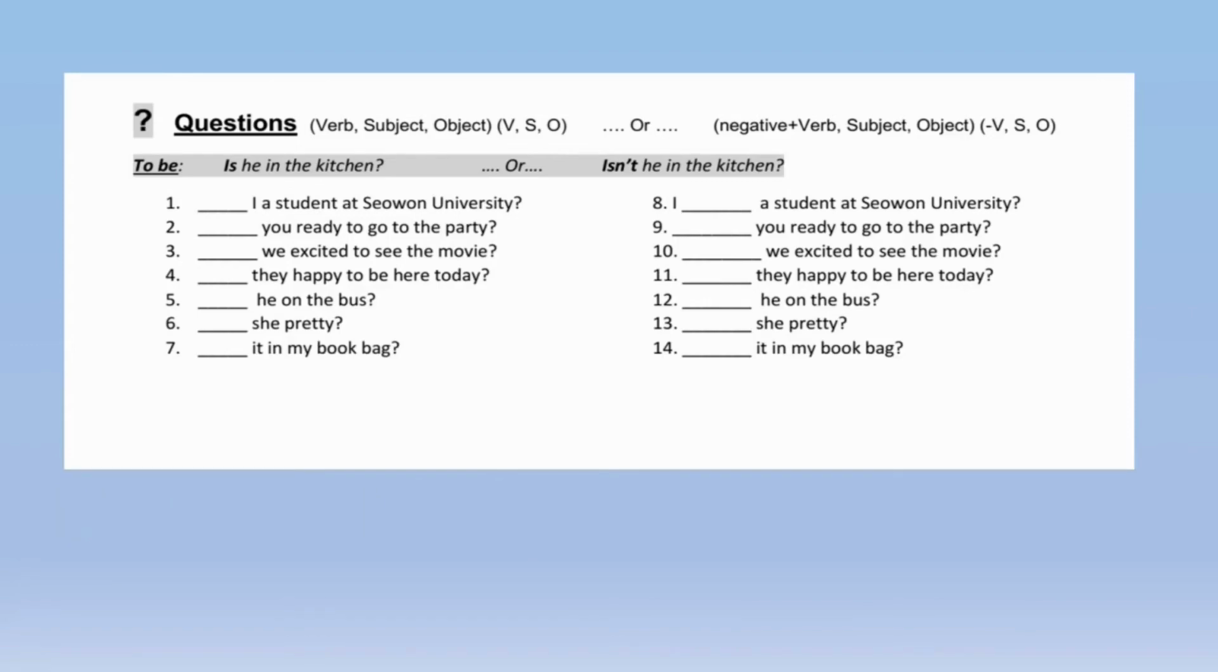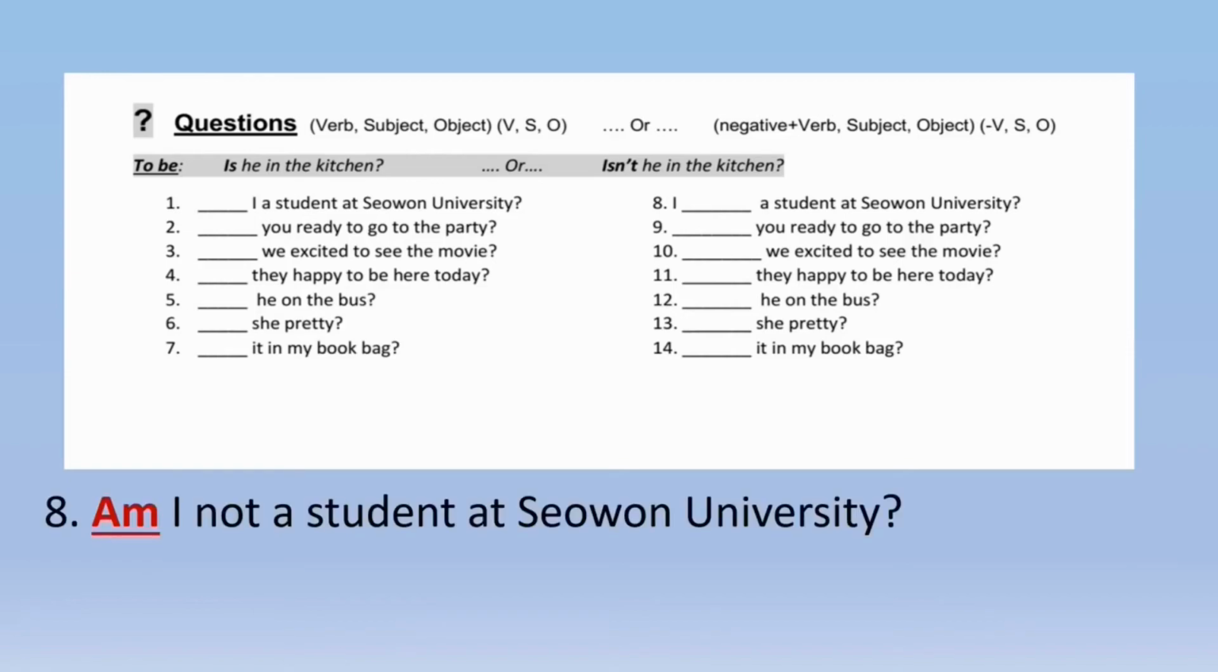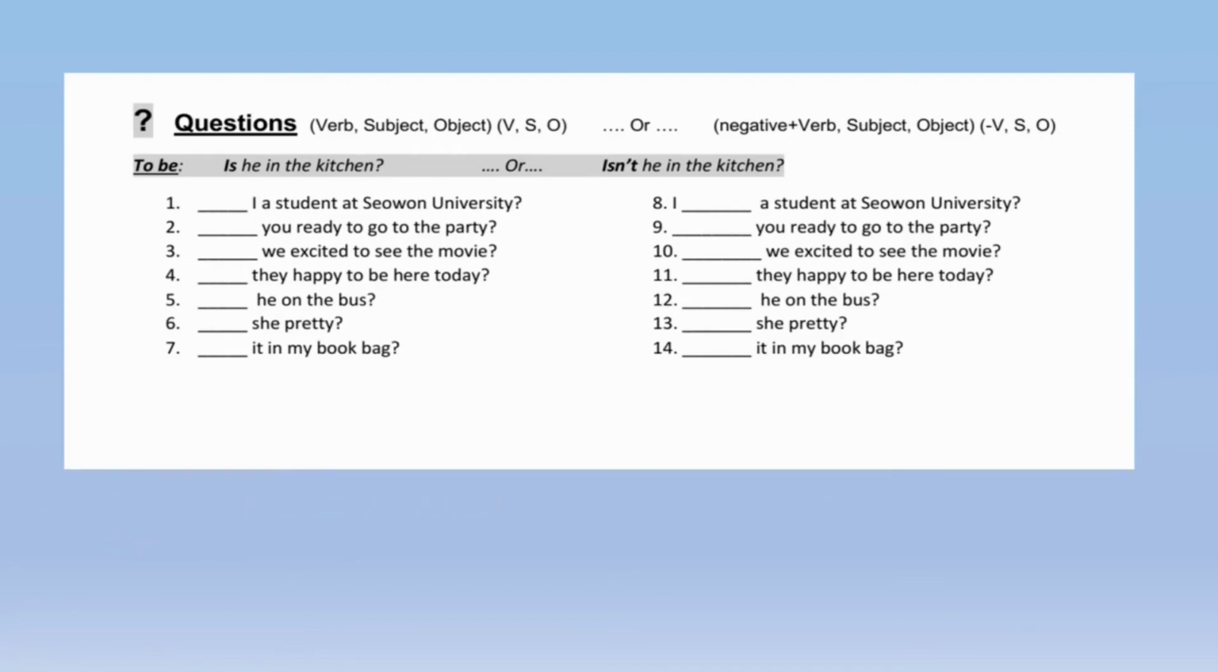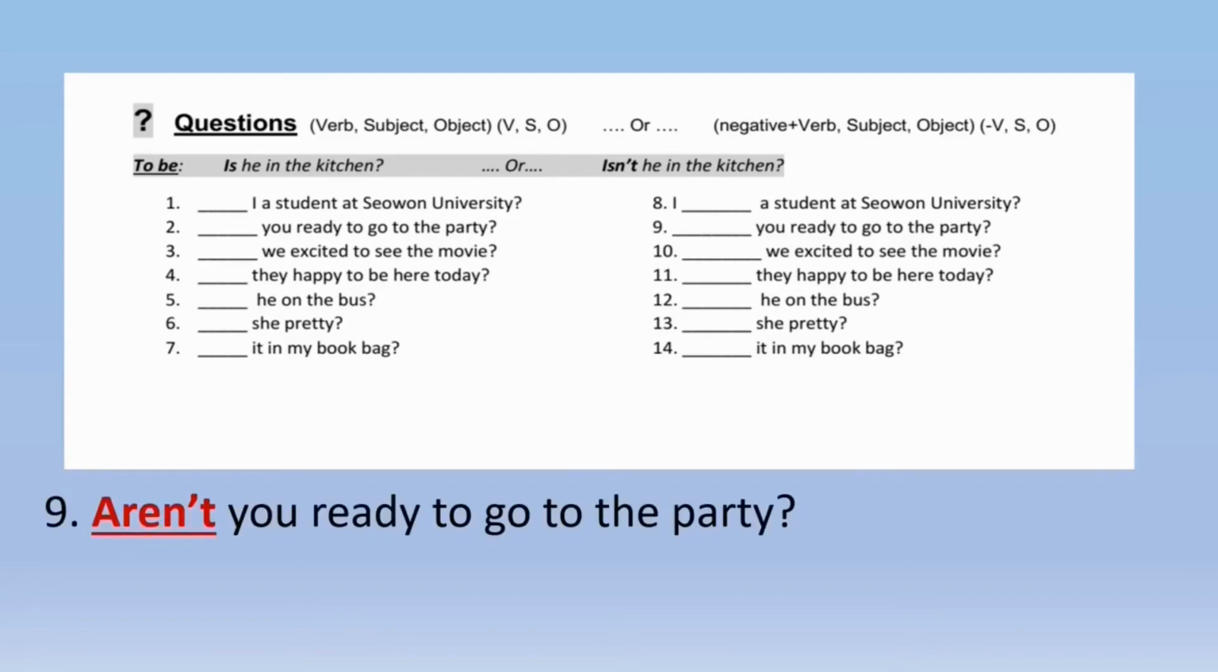Negative form. Number 8. I, Momo, a student at So-On University. Am I not a student at So-On University? Number 9. Momo, you ready to go to the party? Aren't you ready to go to the party?